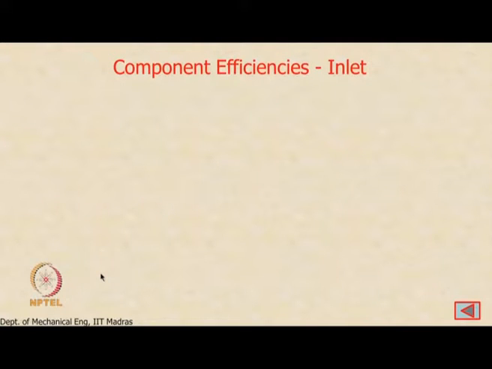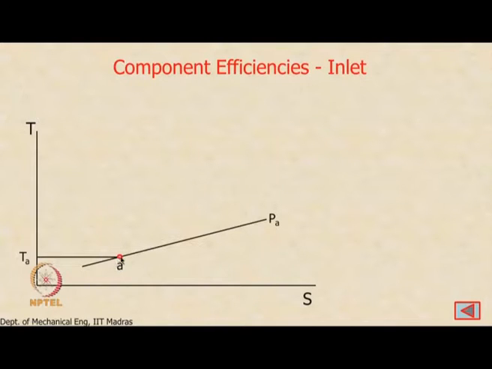So, let us start with the first component, which is the inlet. Okay. So, the inlet, as you can see, has a static state corresponding to this. So, this is the free stream static temperature, and this is the free stream static pressure, and this is the inlet state. So, the flow approaches the engine at this static state. Okay. Now, the corresponding stagnation state for this can be depicted like this. So, this is 0A, that is the stagnation state corresponding to the free stream static state, and you can see that the stagnation temperature is T0A and the stagnation pressure is P0A.